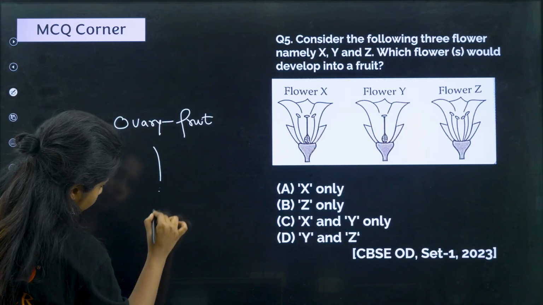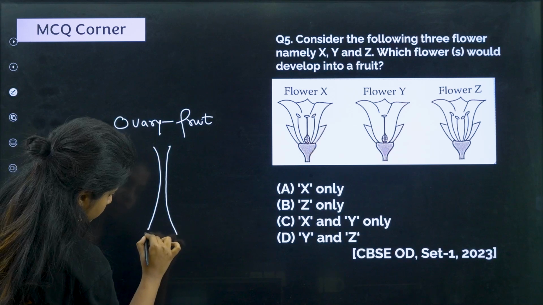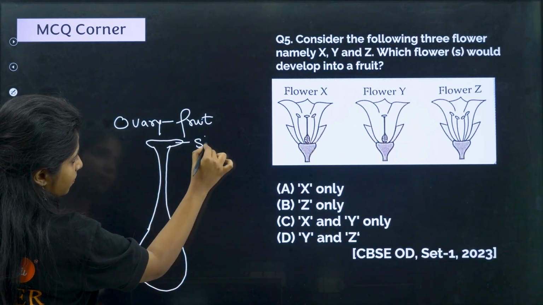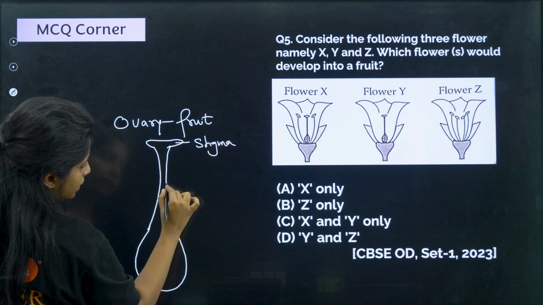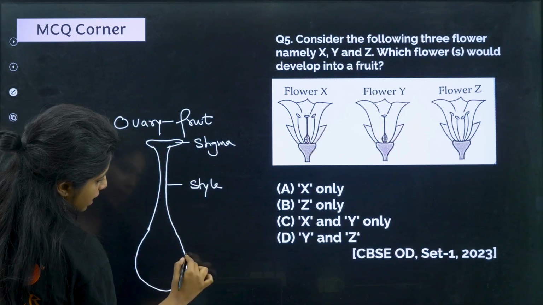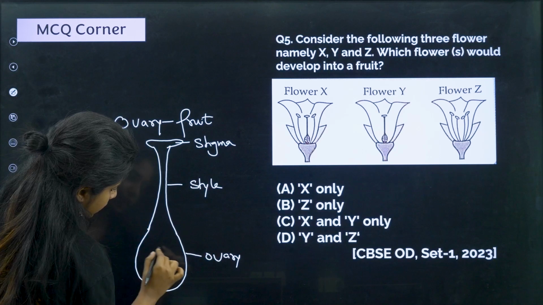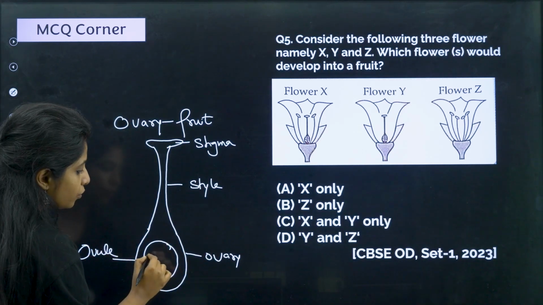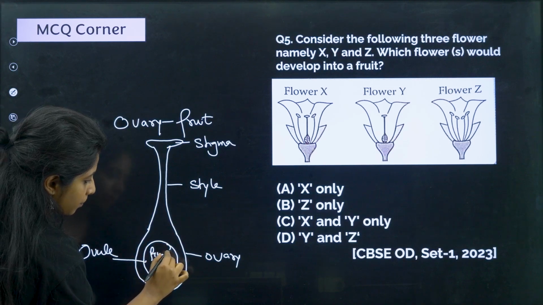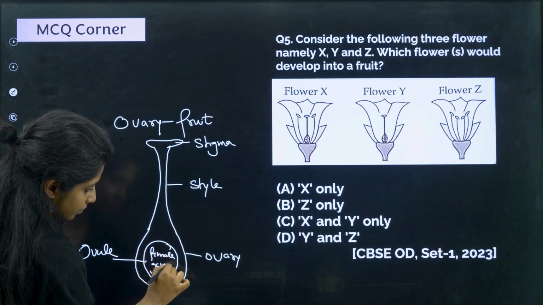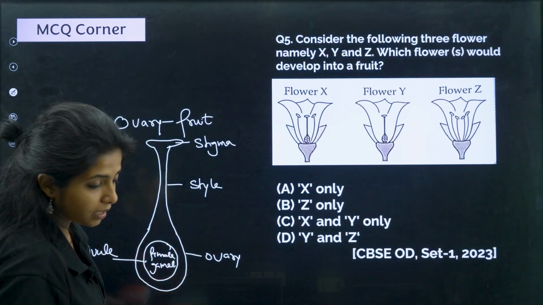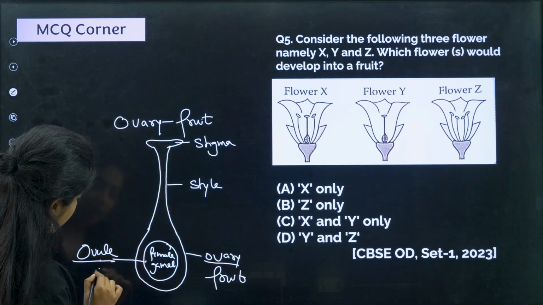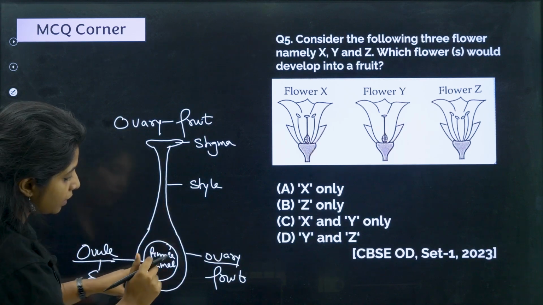If you know the structure of the female reproductive system of a plant, it looks like this. This is the stigma, this is the style, and this is the ovary. Inside the ovary, what do you have? You have the ovule, and inside the ovule you have the female gamete. So the ovary will form the fruit, and the ovule will become a seed when the male and the female gamete fuse.